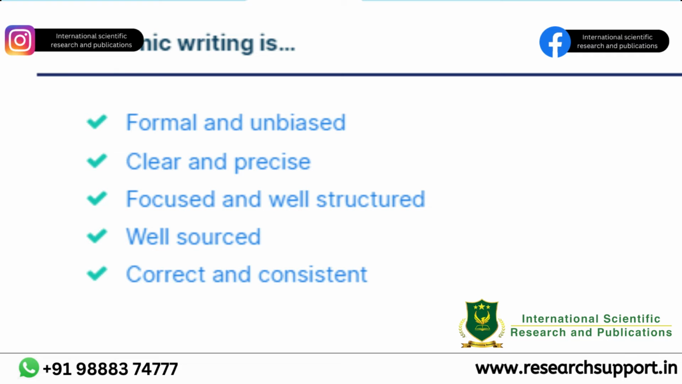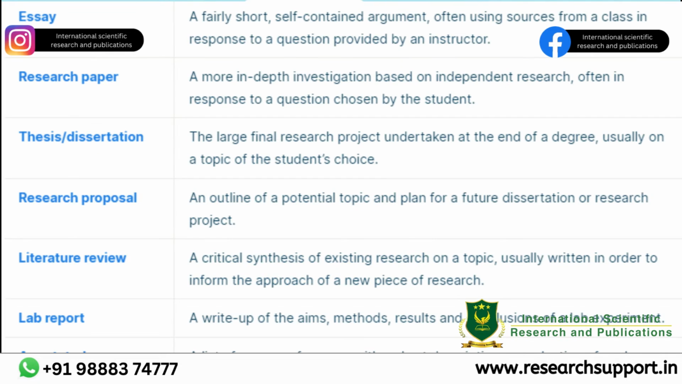So let's discuss the types of academic writing. The first type is the essay, a short, self-contained argument often using sources from a class in response to a question provided by an instructor. The second one is the research paper, a more in-depth investigation based on independent research, often in response to a question chosen by a student. The third one is the thesis and dissertation, the large final research project undertaken at the end of a degree, usually on a topic of a student's choice.